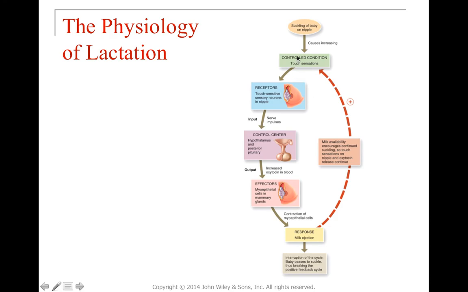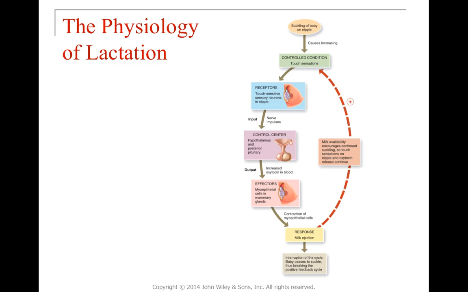So it's actually going to be a positive feedback loop. Basically, the baby is going to suckle on the nipple of the mother. The suckling baby is going to increase the touch sensations. The touch sensations indicate, okay, I now have a suckling infant. That means I'm going to have what's called let down. So they're going to have these nerve impulses that come from those receptors and go to the control center, in this case, the hypothalamus and posterior pituitary, which then increases the oxytocin in the blood. The oxytocin in the blood is going to cause that letdown or that milk ejection.